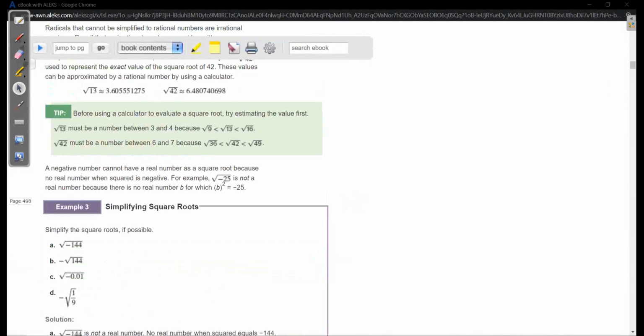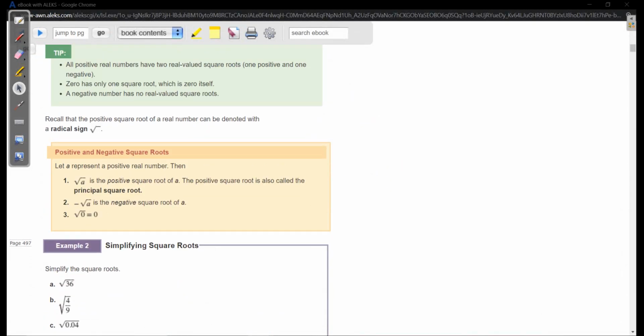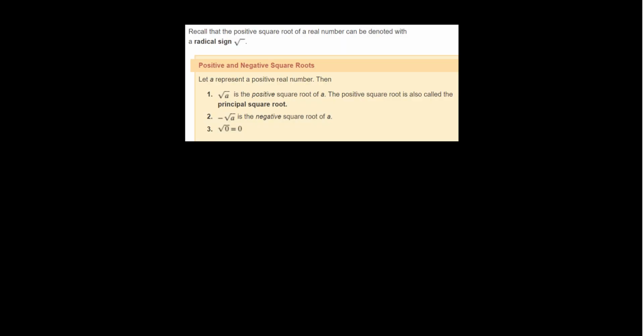Okay, good. We have a chart for the roots. Next up we're going to talk about our radical sign. Recall that the positive square root of a real number can be denoted with the radical sign. The radical sign is not necessarily always the square root. It's the root, but not necessarily the square root. If it's by itself, then yes, it is a square root. But if there's a 3 here, we say cube root. If there's a 4, we say fourth root. If there's a 5, fifth root, and so on.